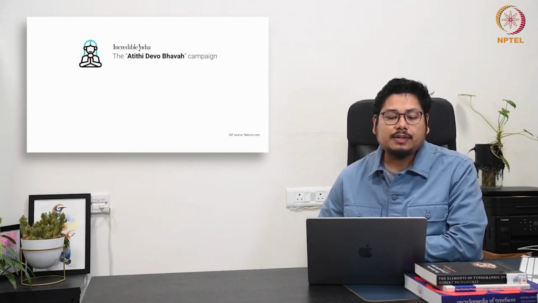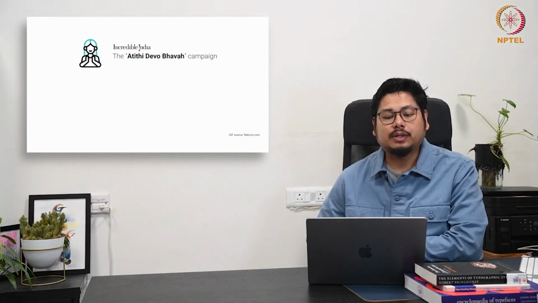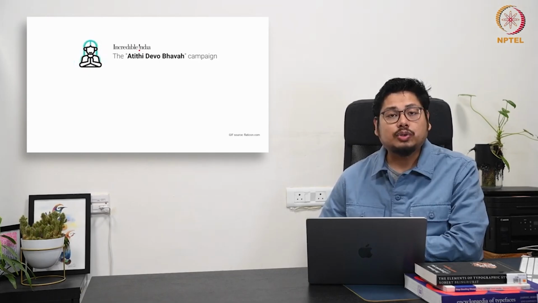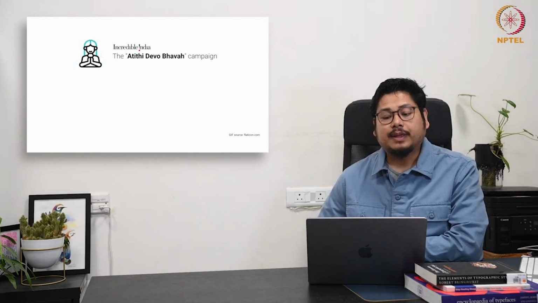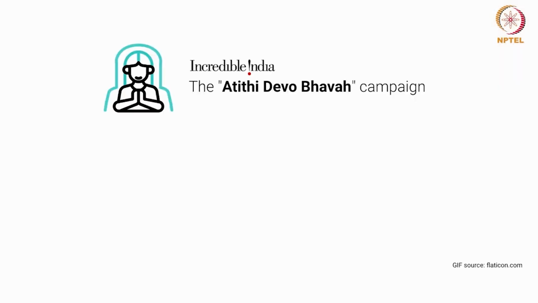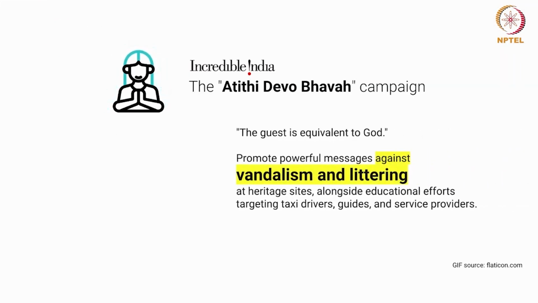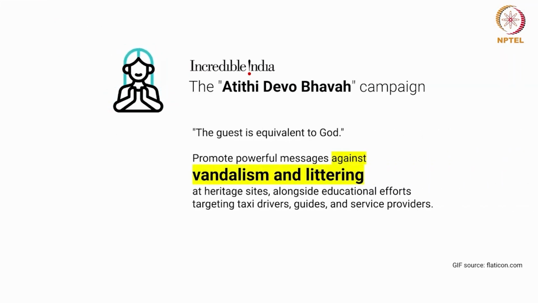So this was a very important step which Incredible India took at that time: to make Indian people aware of tourists, how to address them and how to approach them. With that campaign, they came up with the idea of Atithi Devo Bhava, which in English means the guest is equivalent to God. It focused primarily on vandalism and littering.